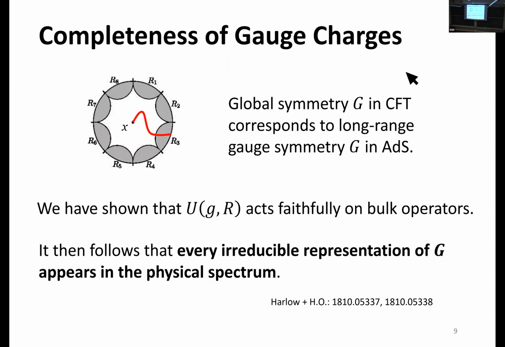There's also something called completeness of gauge charges. And this was most clearly stated by Joe Polchinski, I think. That is, if you have a gauge symmetry in a gravitational theory, then all possible charges should appear, that are consistent with the symmetry. Namely, if the gravity theory has gauge symmetry G, then the dual conformal theory has global symmetry G. And then we can show that every irreducible representation of G appears in the physical spectrum. So this is called the completeness hypothesis, and this was conjectured by Joe Polchinski. And we can similarly prove it in the context of the AdS/CFT correspondence. That was explained in your paper.